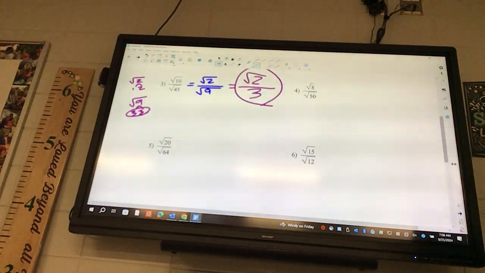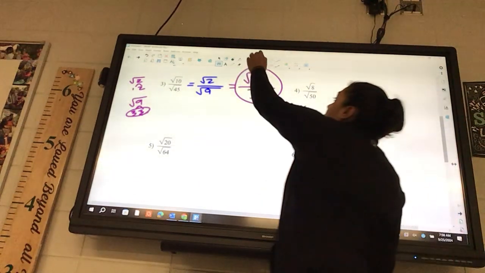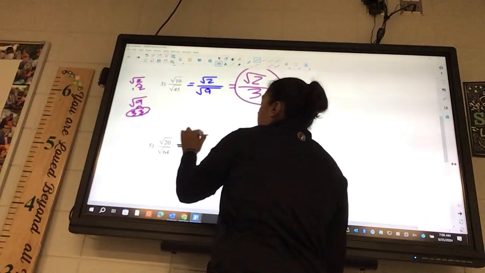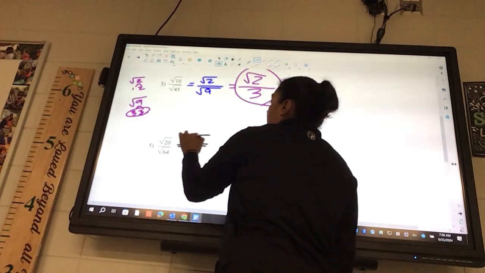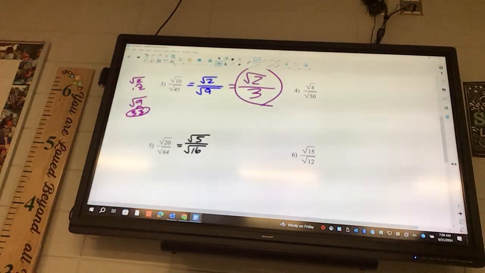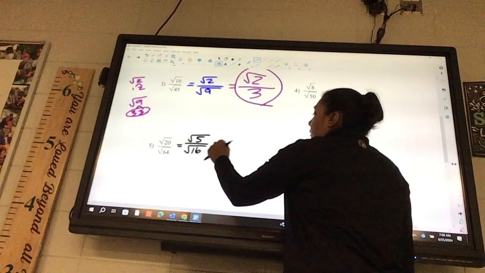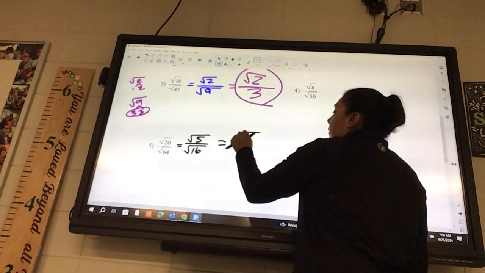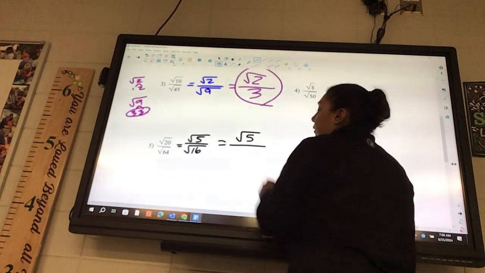Okay, 5 is 20/64. What does that reduce to? 5/16. 5 on the top and 16 on the bottom. Okay, will a 5 reduce? No. Okay, so 5 is still going to be a square root of 5. Okay, 2, 3, 5, 7. Those are not going to reduce. So we're still going to have a 5 on the top.